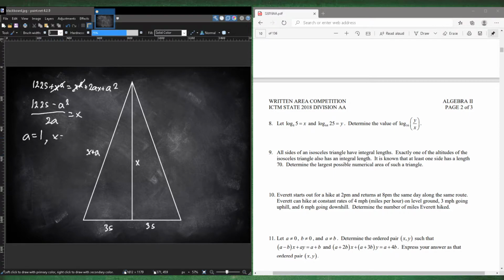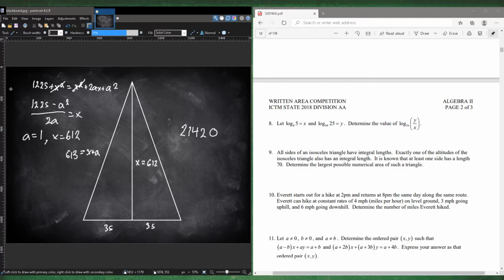So if a is 1, x is equal to, using our calculator, 1225 minus 1 divided by 2, and we get x is 612. And that's 612, and this is 613. And now your area is 70 times 612 divided by 2, which is 21420. So this is probably going to be your maximum possible area.